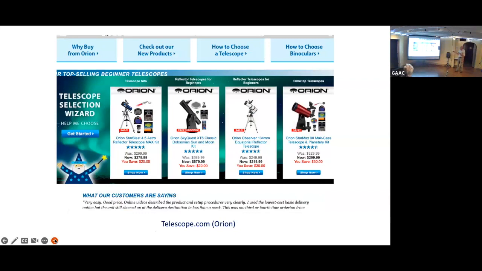Then the individual vendors, this one is Ryan Telescope at telescope.com. They show all their stuff. You click on that. Some of them have a video where the guy shows you how it works, what you can do with it. It's nice source material.